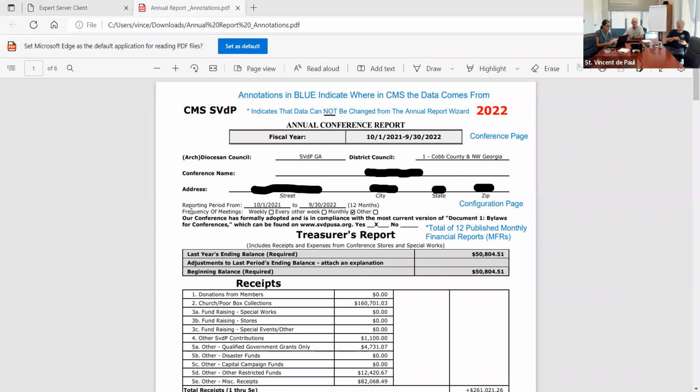If you had to change any of this information down here, where it says frequency of meetings and the reporting period from 10/01 to 9/30, then you would go to the configuration page, and you can change that information. Now you notice there isn't an asterisk next to either one. That means you can use the wizard to change it.